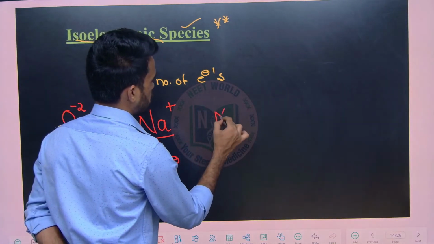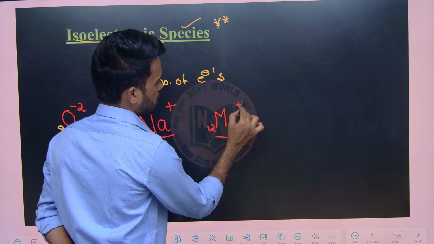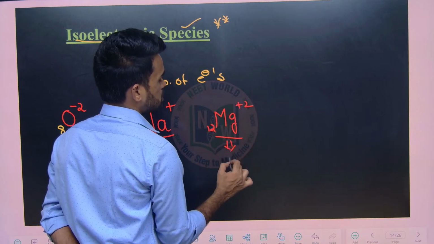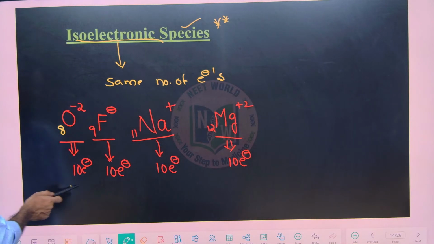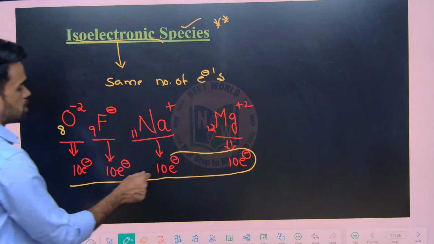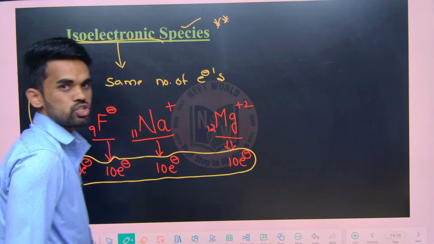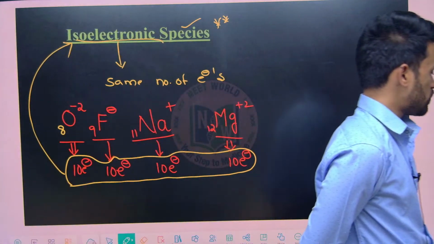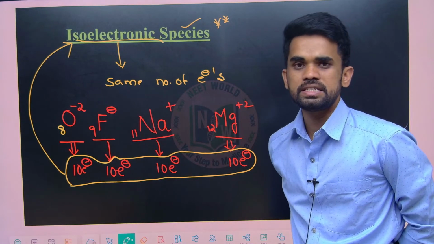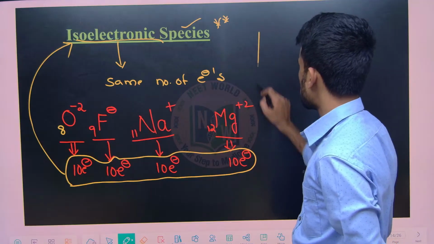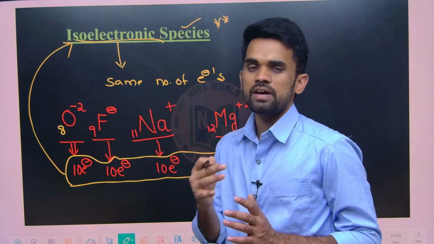Now from magnesium, I am removing 2 electrons. Magnesium's atomic number is 12, so I am making it Mg2+. So what happens? 10 electrons. Now identify, are all of them having the same number of electrons or not? Yes, the same number of electrons is present in these species, meaning they are considered isoelectronic species. Now this is one of the most frequently asked questions in your NEET, JEE, EAPCET exams. They will make a question like this: arrange the following species in the increasing order of their sizes.